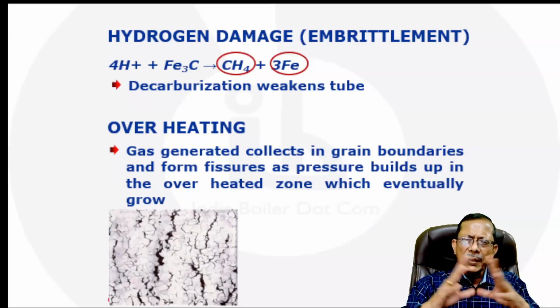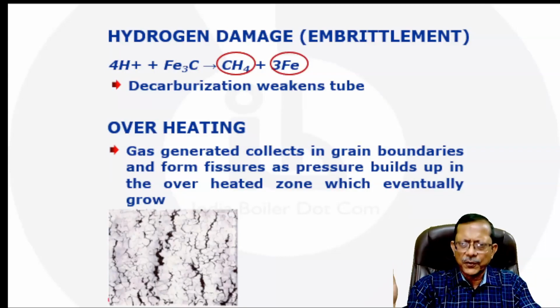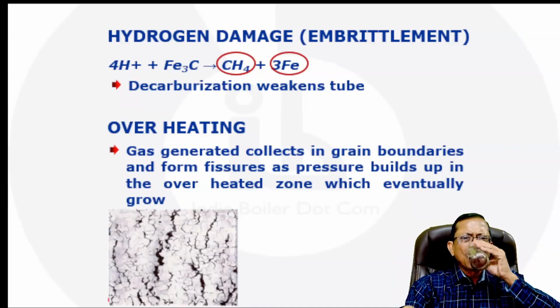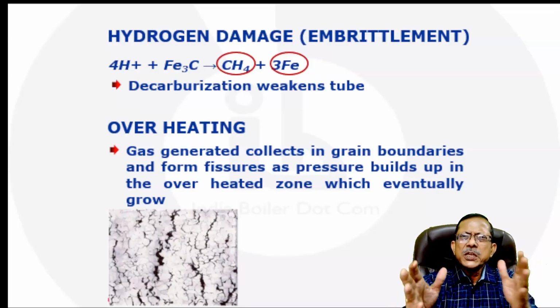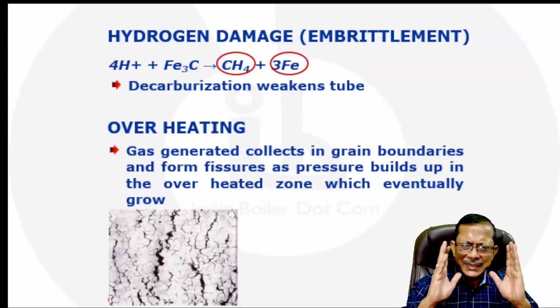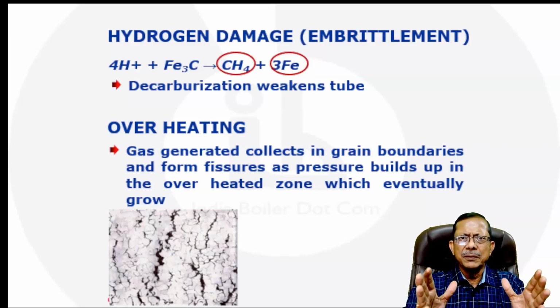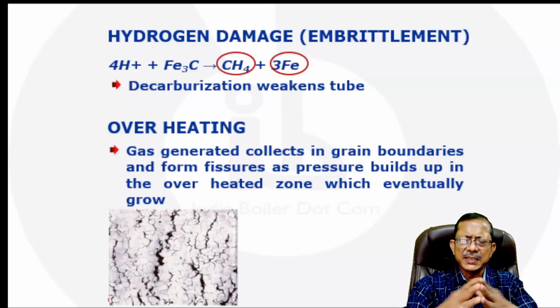So the best way to check for hydrogen embrittlement, of course, the appearance of the failure itself is very indicative, but to check the microstructure is a very clear indication of whether hydrogen embrittlement has happened or not.